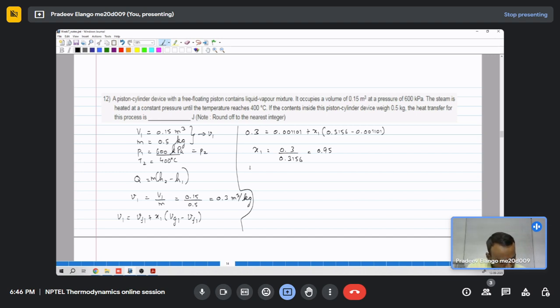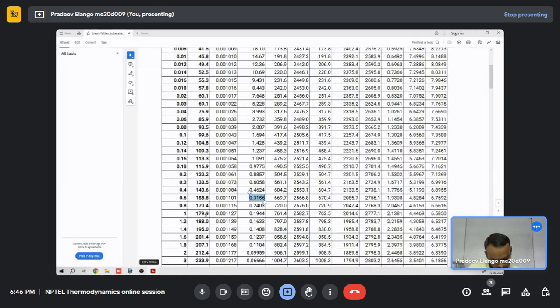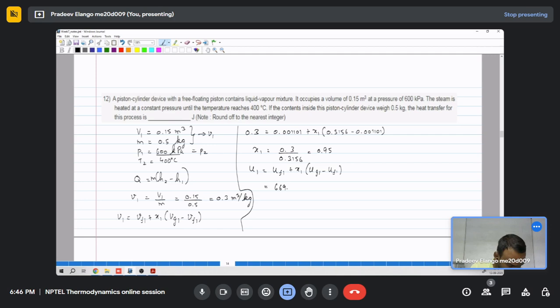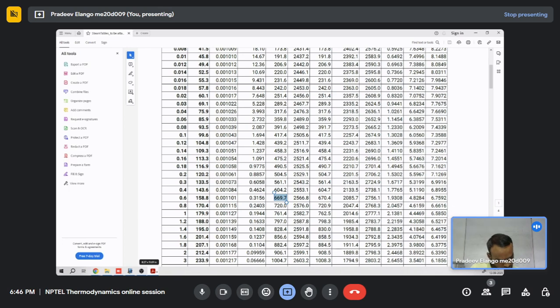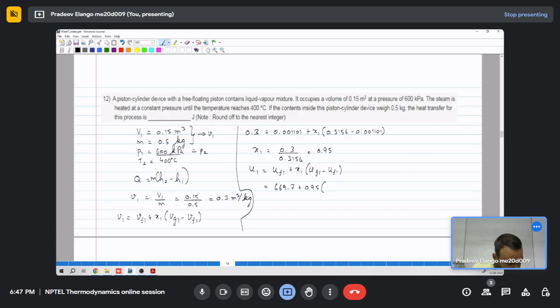Now I can calculate the internal energy at state 1, that is Uf1 plus x1 into Ug1 minus Uf1. So Uf1 is 669.7 plus 0.95 into Ug1, which is 2566.8, minus 669.7. So U1 can be calculated.